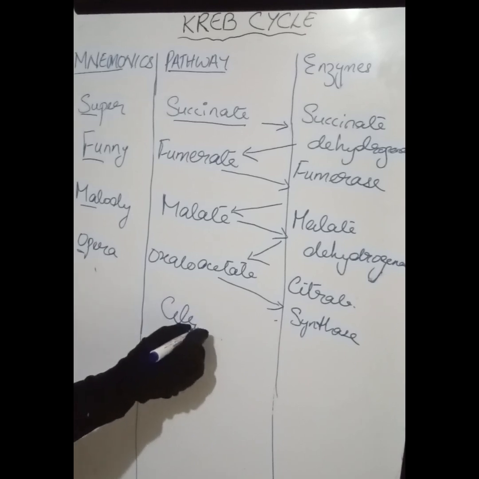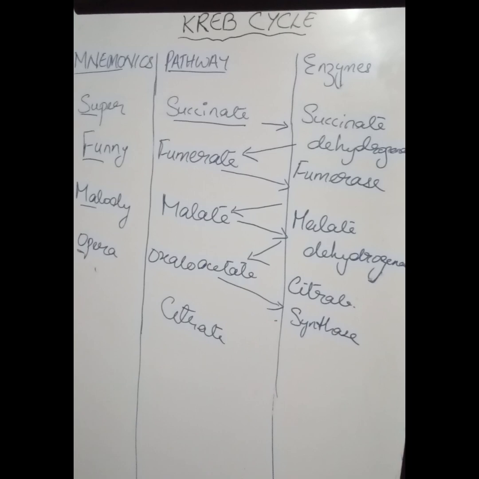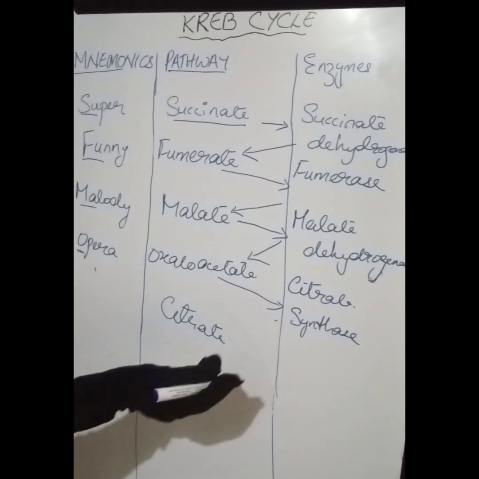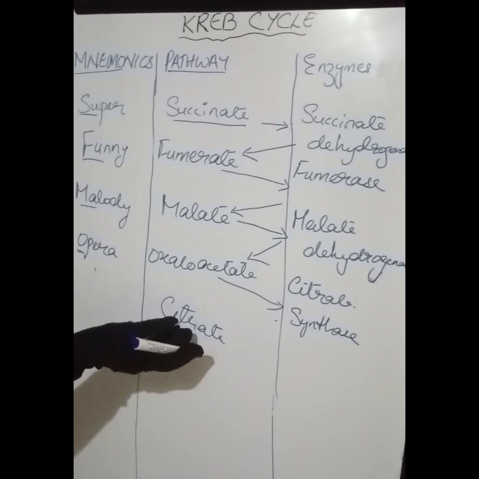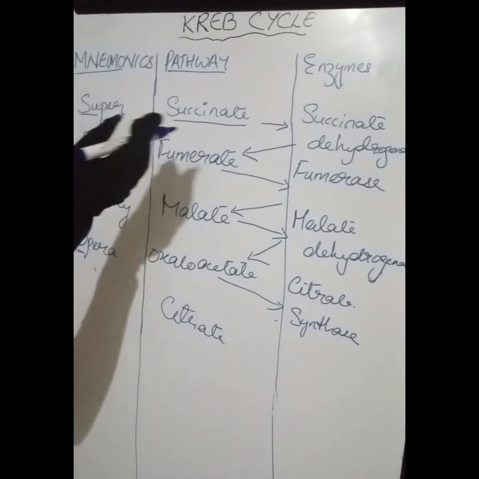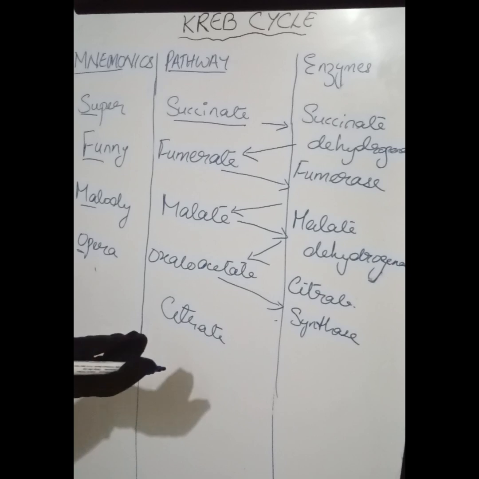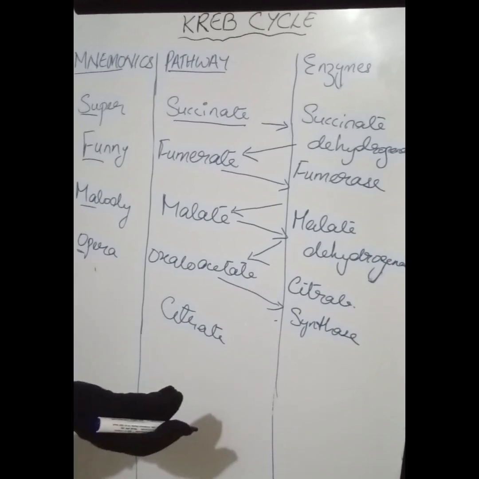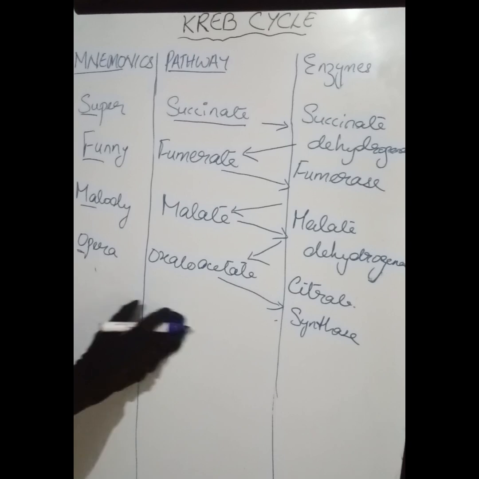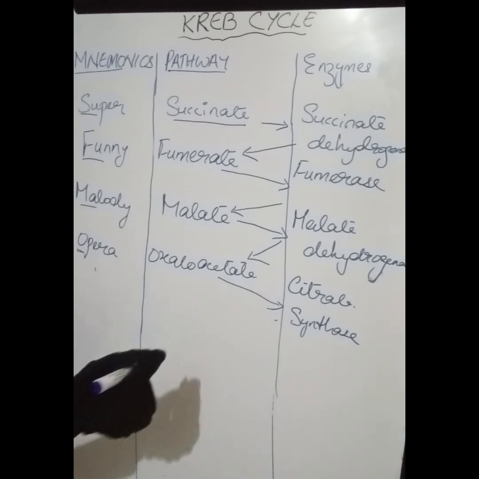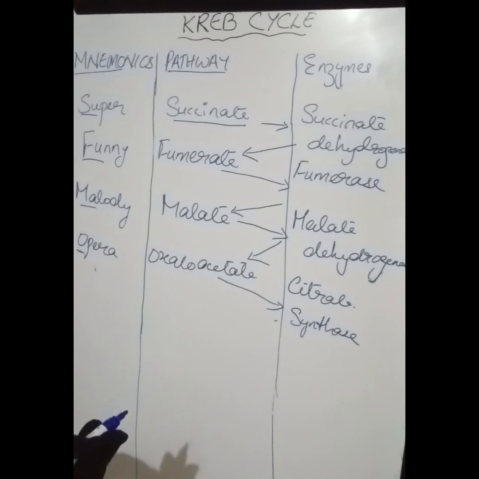Now oxaloacetate uses citrate synthase to produce citrate. Then acetyl-CoA is required again to get into your Krebs cycle, where citrate will undergo the pathway again to produce energy, that is your ATP molecule, plus water plus carbon dioxide. This entire cycle goes through in your mitochondria, because mitochondria is called the powerhouse of the cell.